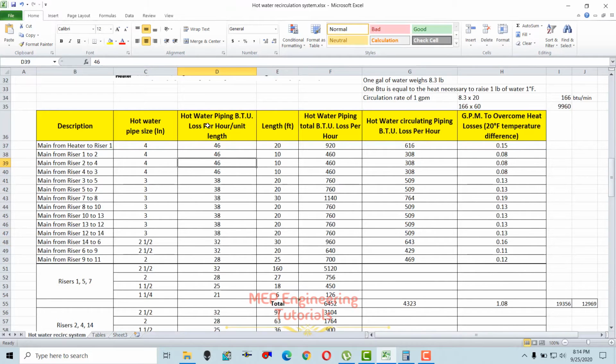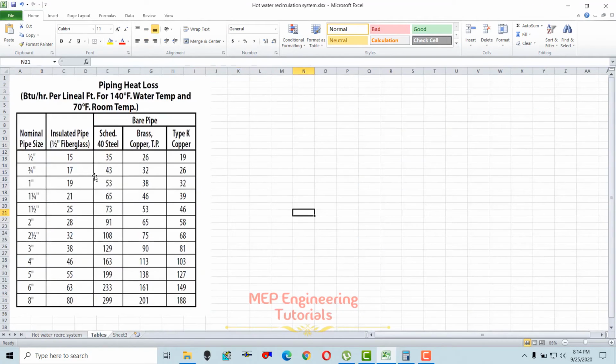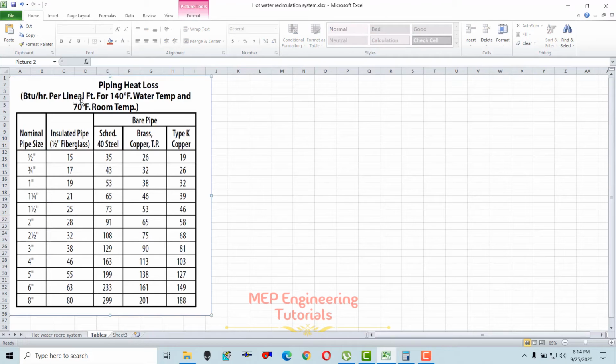And hot water piping BTUs, how will you get this one? So you have to use a table for this. You go back here and check the piping heat loss per linear foot for 140 degree Fahrenheit water supply temperature and 70 degree Fahrenheit room temperature. Here you see that we have bare pipes and insulated pipes.